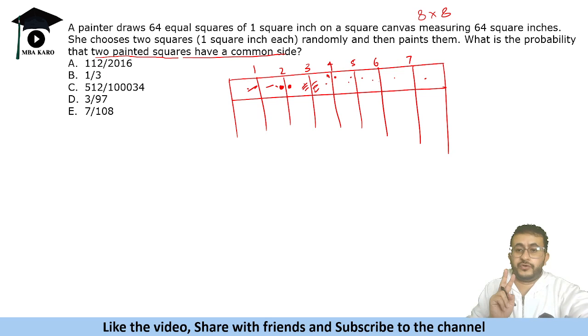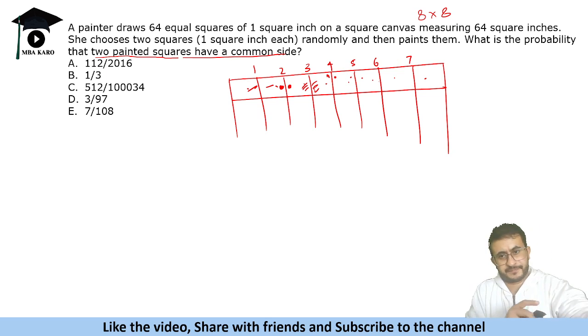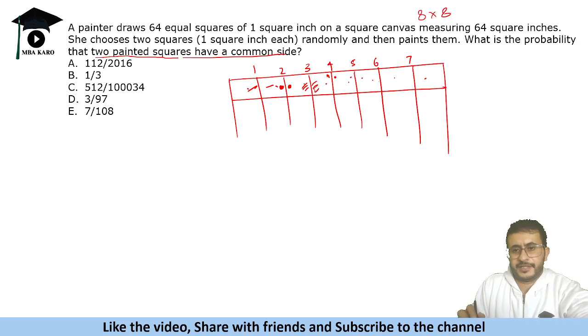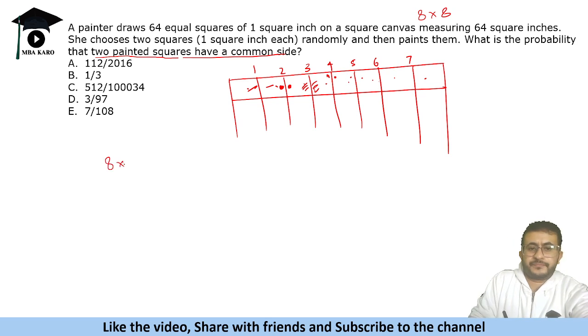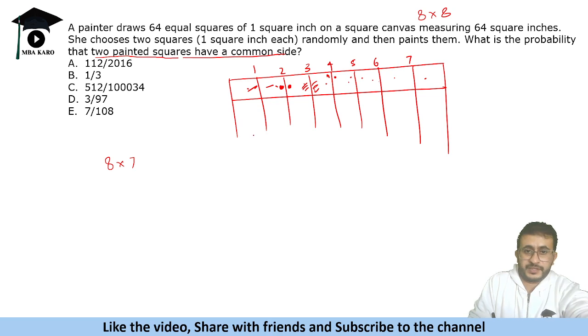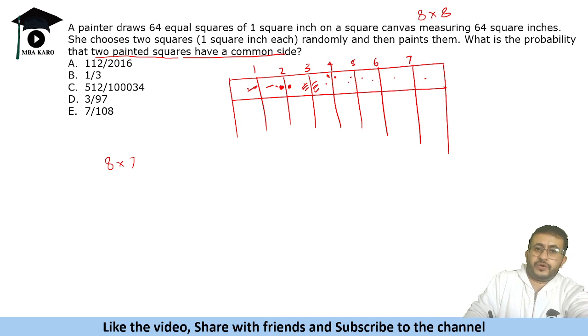So in one row, we have seven possibilities of common sides. There are 8 rows, so we will have 56 possibilities of common sides. We were counting only one row. Now similarly, if we count column wise, if this is painted and this is painted, we will have a common side. If this is painted and this is painted, we will have a common side.